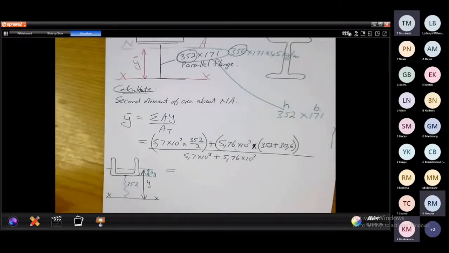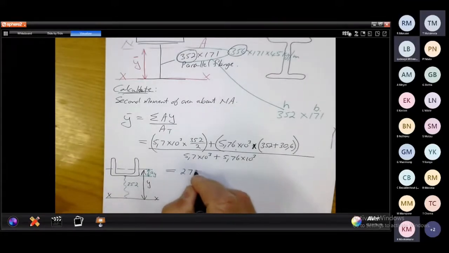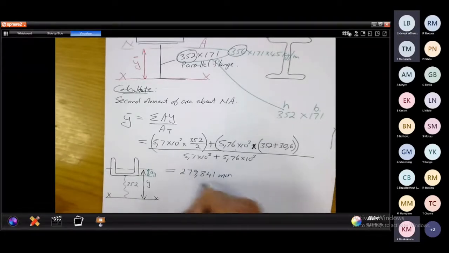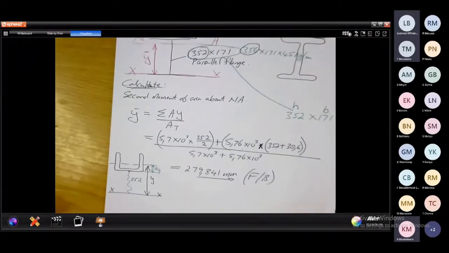So I got 279.841, 41 millimeters. That was from the bottom. Right, is everyone happy with this answer? Can I hear from anybody else? Are you happy with this answer?